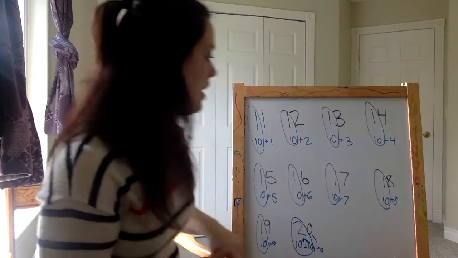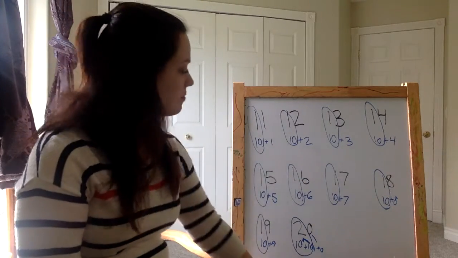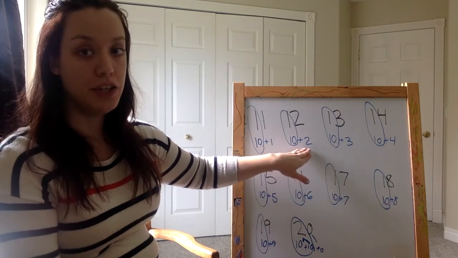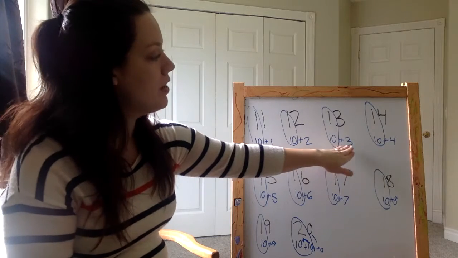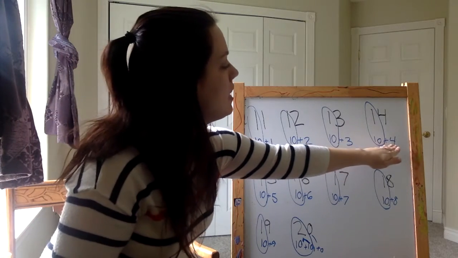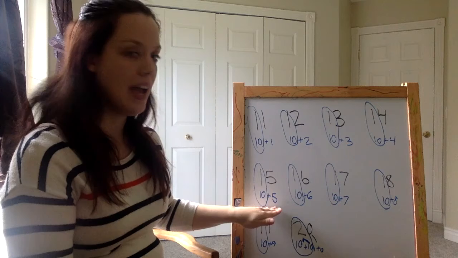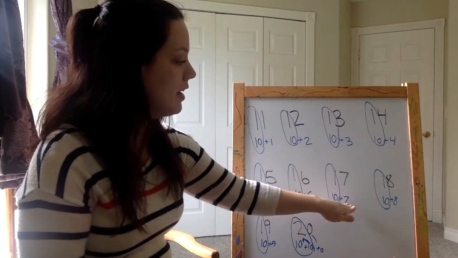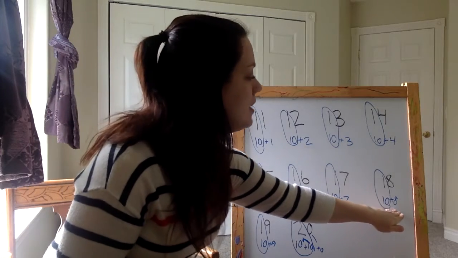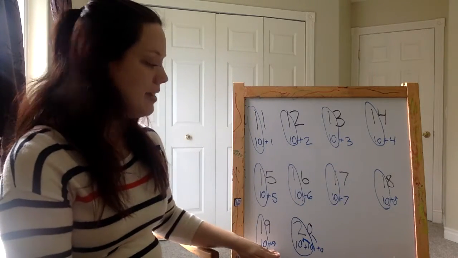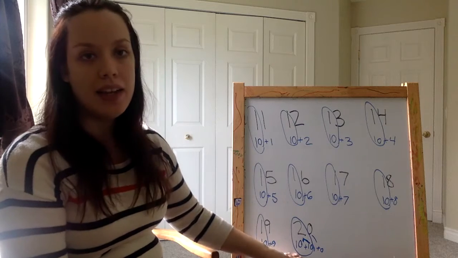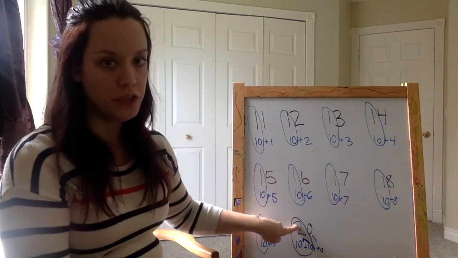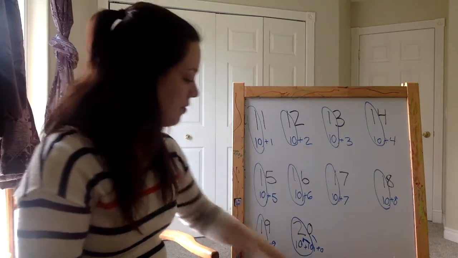So we're going to go ahead and say all the teen numbers real quick together as say 10 numbers. Ready? 10 and 1, 10 and 2, 10 and 3, 10 and 4, 10 and 5, 10 and 6, 10 and 7, 10 and 8, 10 and 9, 10 and 10, and 0 extra, or 2 10s and 0 extra.